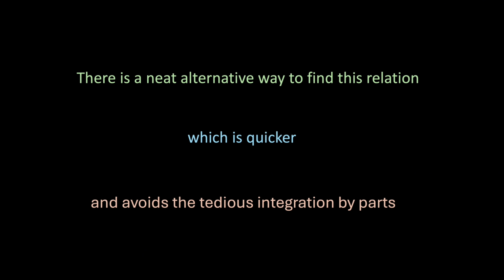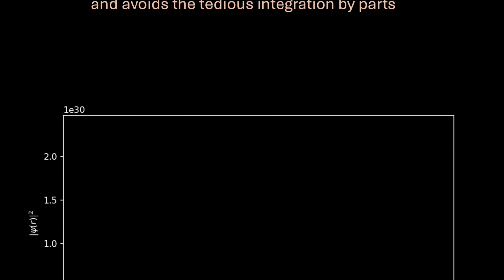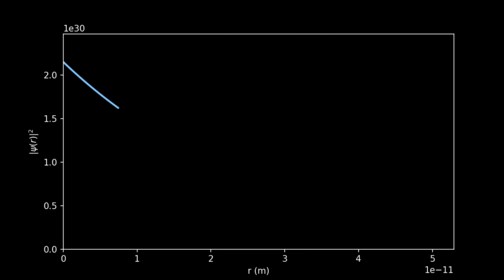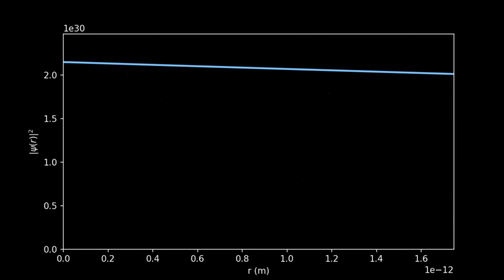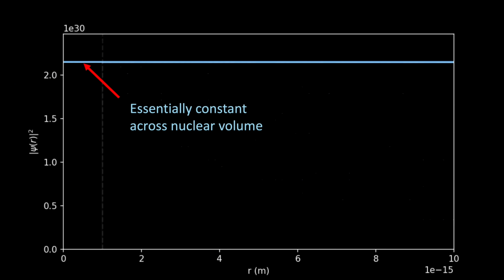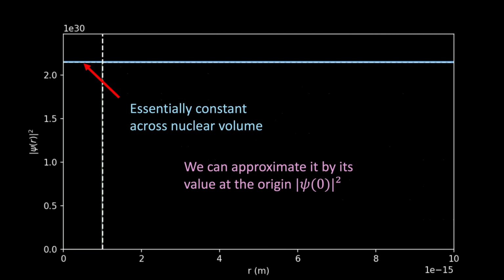Now, before plugging in the numbers, it's worth noting that there is a neat alternative way to see this relation, which is quicker and avoids the tedious integration by parts. The trick is to look at the plot of the modulus squared of the ground state wavefunction. If we zoom in right down to the scale of the nucleus, we see that it's essentially flat across such a tiny region of space. In other words, within the nucleus, we can safely approximate it by its value at the origin.